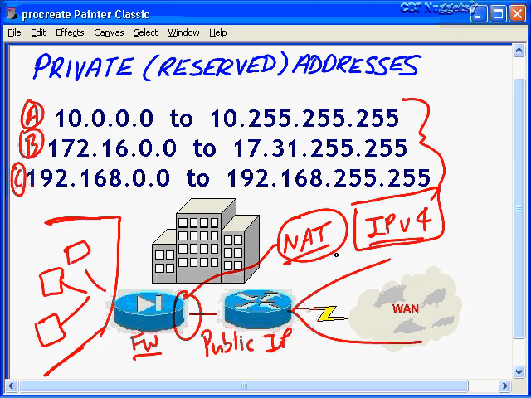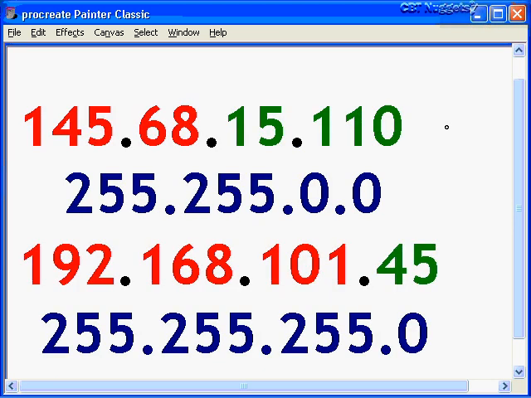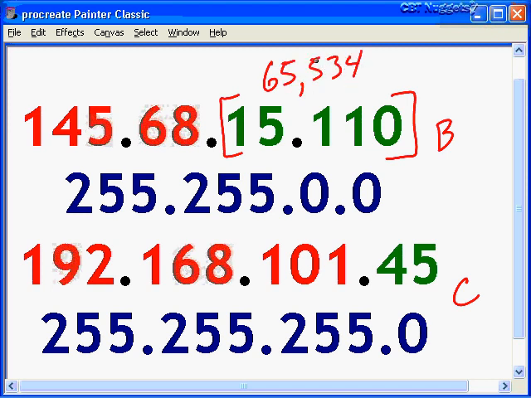Again, network address translation and private reserved addresses. Remember earlier we looked at this Class B address and this Class C address, and we realized that this Class B address, since it uses 2 octets or 16 bits to represent the host, gives me 65,534 hosts per network. Well, think about it. You're not going to find an Ethernet domain or a local area network that has 65,000 hosts in it.